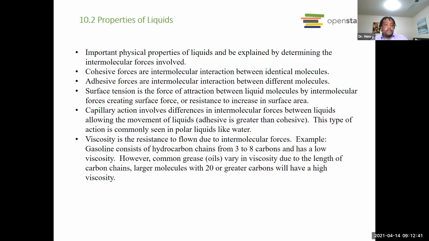we have forces that are going to be cohesive. Cohesive means that molecules are interacting with identical molecules. So that's the intermolecular forces between identical molecules. And we have what we call adhesive forces, meaning forces between different molecules. So if we're talking about just water molecules interacting with water, that would be cohesive. If we're talking about water interacting with a salt molecule, that would be adhesive. Does that make sense? Yeah.